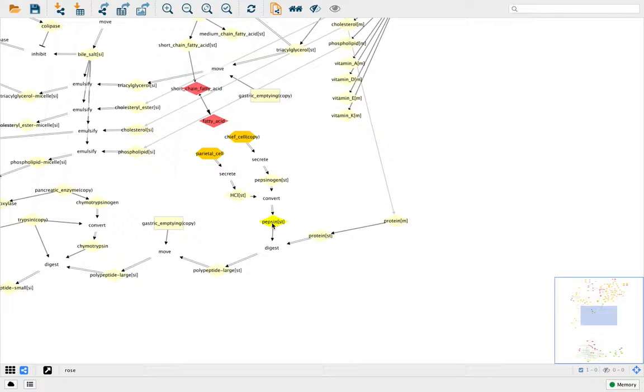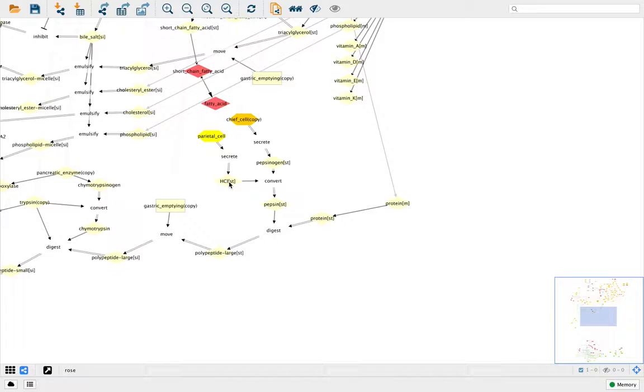Pepsin is secreted by the chief cells in the gastrium, and chief cells secrete the zymogen, the inactive form of the enzyme called pepsinogen. This pepsinogen is converted to pepsin, and this pepsin performs the digestion of protein into large polypeptides. This conversion is done by hydrochloric acid secreted by the parietal cells in the stomach.